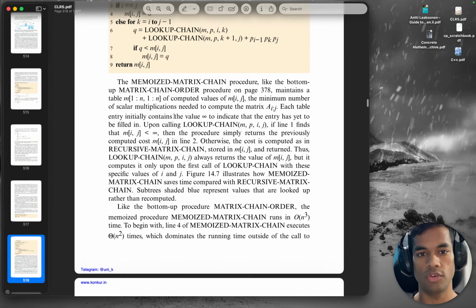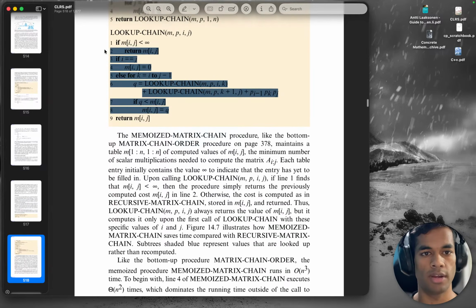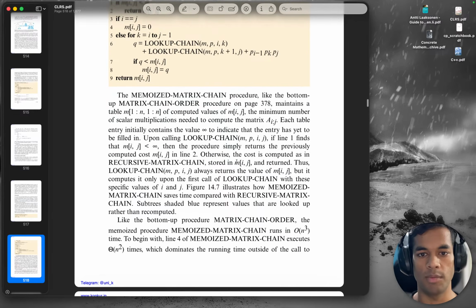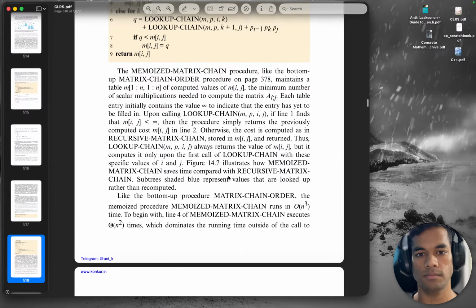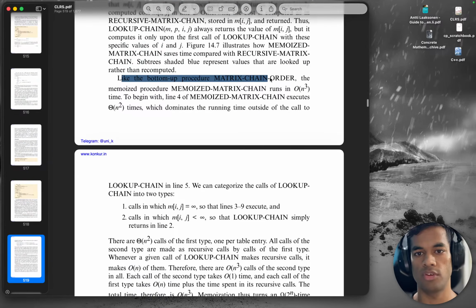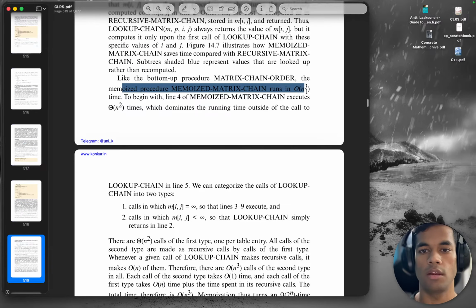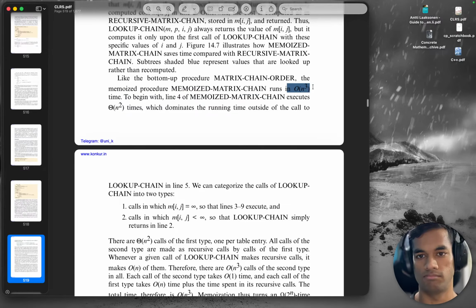Each table entry initially contains the value infinity to indicate that it has not yet been solved. Upon calling lookup chain, first we see if it has been solved. Then the procedure simply returns the previously computed cost on line 2. Otherwise, if it hasn't been solved, then we solve it the same way that we were solving in recursive chain multiplication, and then we store the answer in Mij, and then we return Mij. So that is cool. Like the bottom up procedure matrix chain order, the memoized procedure memoized matrix chain runs in O(n cube) time.